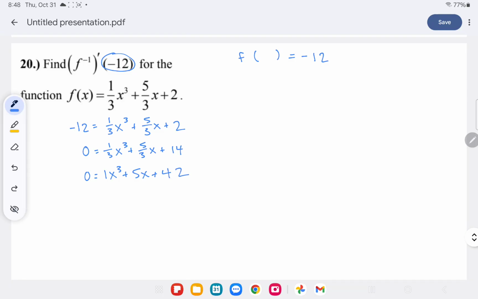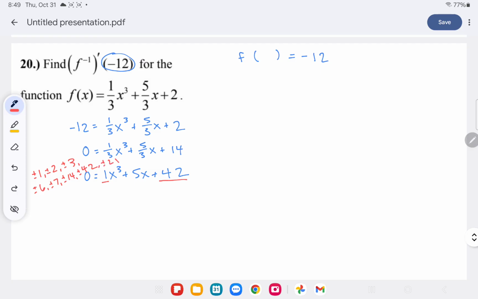And now we're looking for what x value we can plug in there. So if you remember your rules from Algebra 2, possible solutions would be the factors of 42 over the factors of 1. So we're looking at plus or minus 1, 2, 3, 6, 7, 14, 42. I probably missed one in there. 21. That's the one I missed.